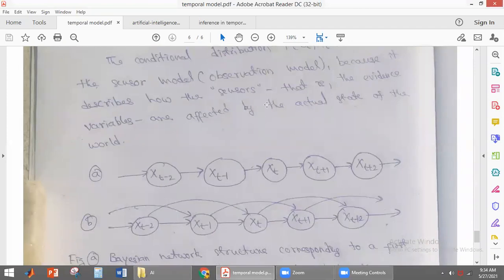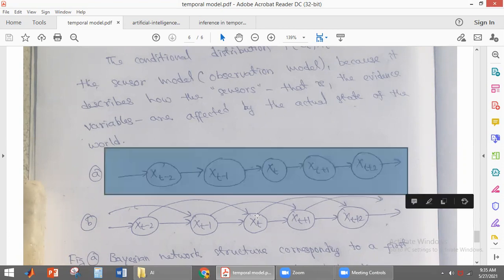So this is the Bayesian network. Do all of you see this slide? Here if you observe, xt minus 1 depends upon xt minus 2, xt depends upon xt minus 1, and xt plus 1 depends upon xt. That is the present state. The present state depends upon the previous state. This is called the transition model for first order Markov process.